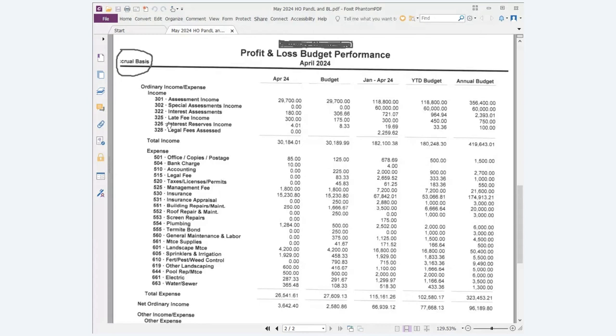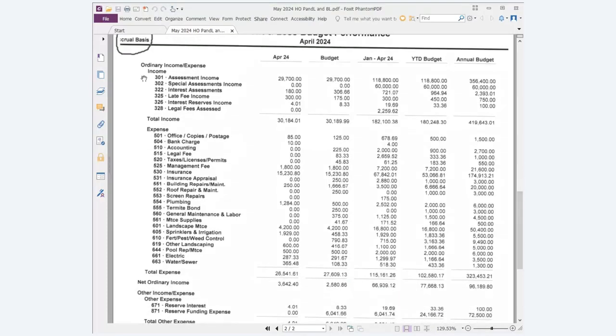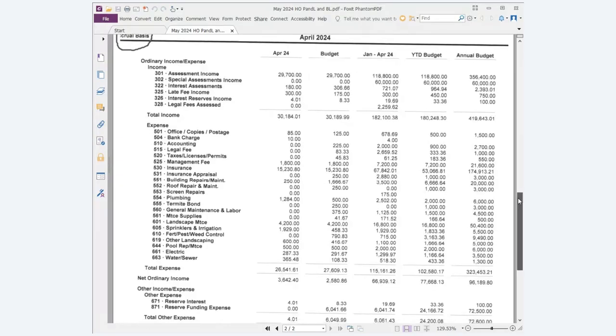So this does not belong here. But let me preface this by saying there'll be some things on these reports that are unusual, but they're dictated by the property manager for this particular HOA. So that's what's going on. And then any legal fees assessed. So these are your basic income sources for an HOA. Not very complicated, straightforward.